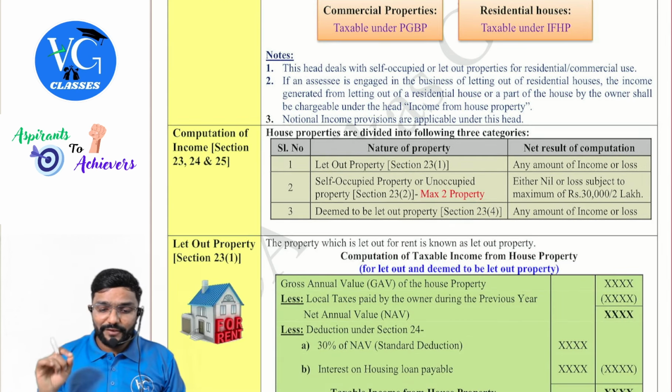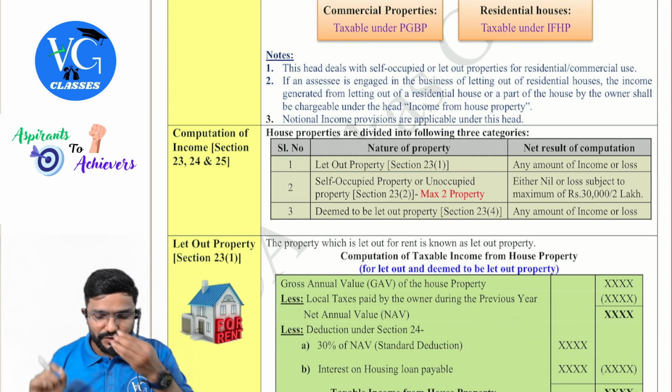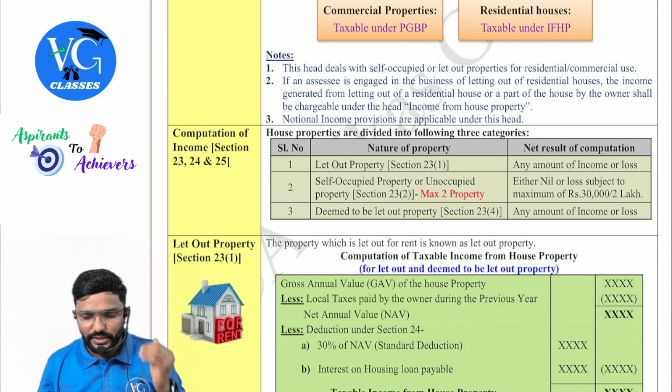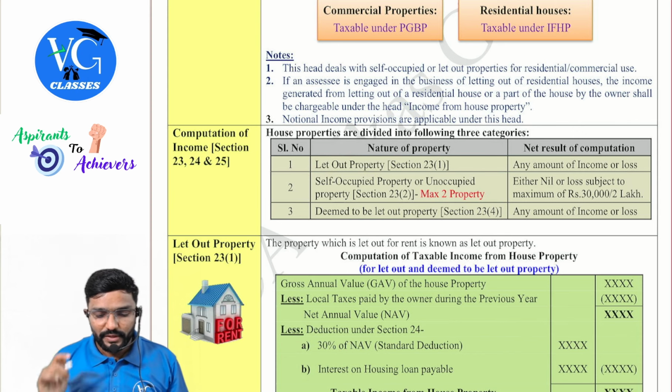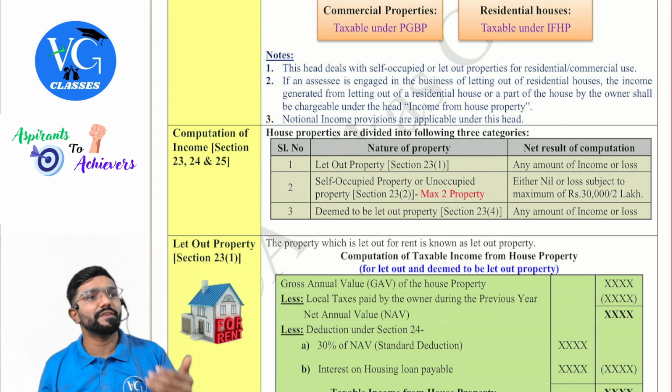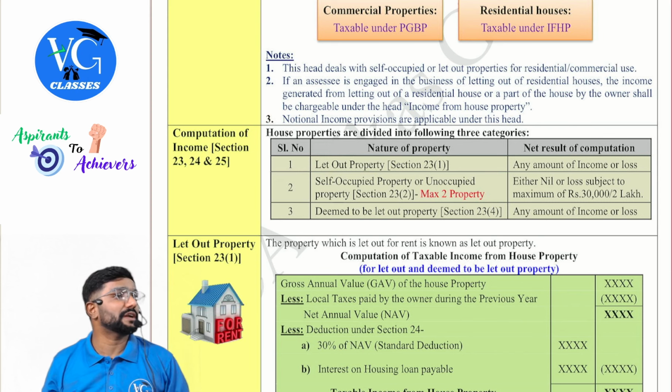Okay. If an assessee is engaged in the business of letting out of residential houses, then the income generated from letting out of a residential house or a part of the house by the owner shall be chargeable under the head income from house property. Then this head is one of the special heads where even notional income provisions are covered.